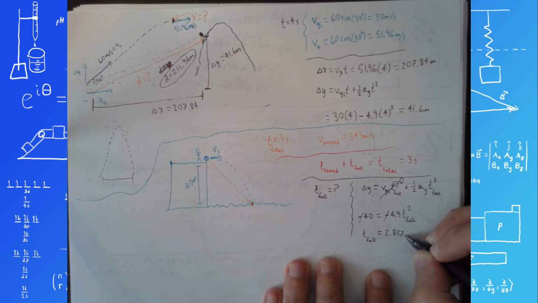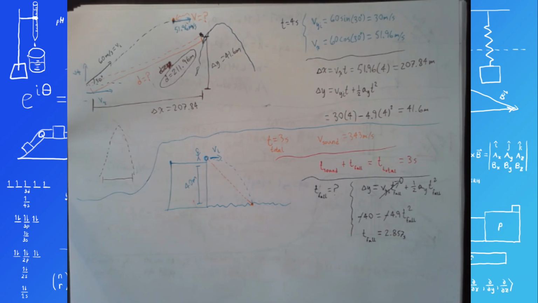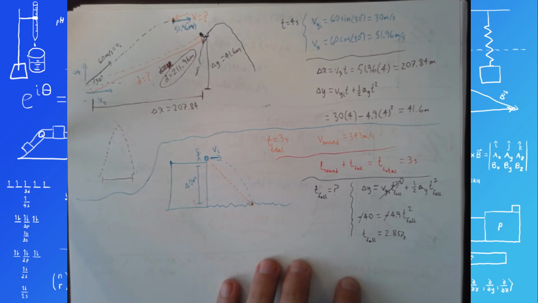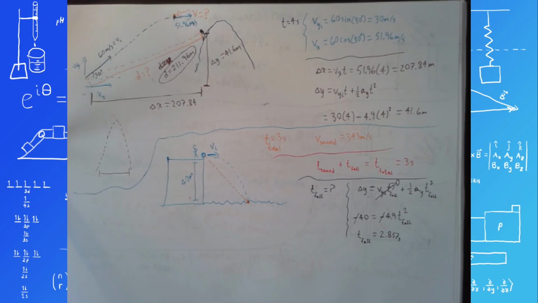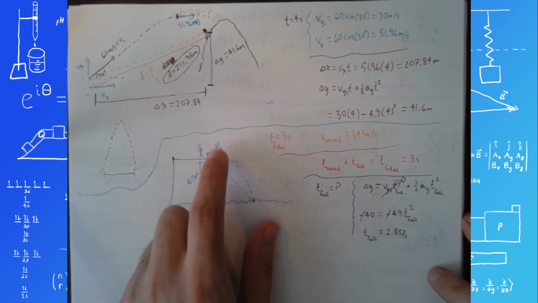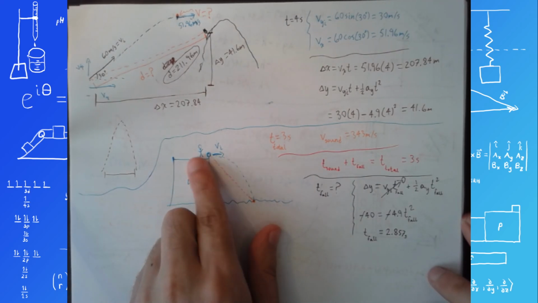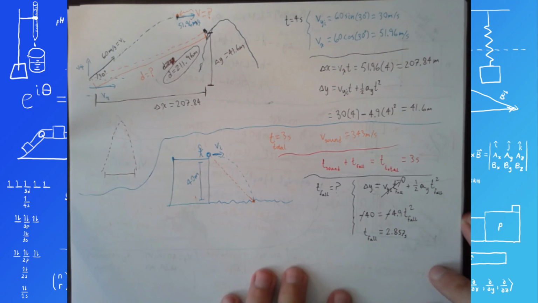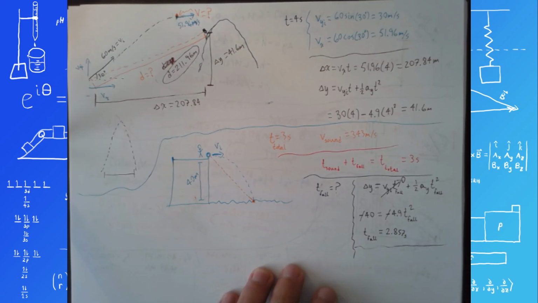2.857 seconds is the total time it takes for the rock to fall 40 meters. And if we know that, well, what was the question? The question was, what was the initial speed given to the rock? In other words, what was Vx? Because V initial was just entirely in the x direction. Okay, we can figure that out later. At least we now have the time it took to fall into the water.